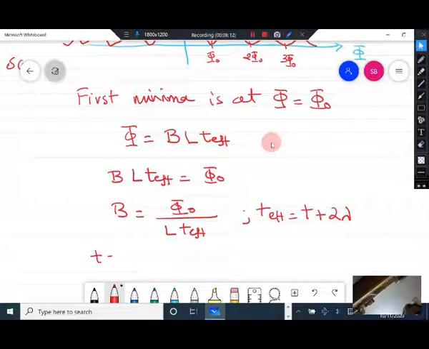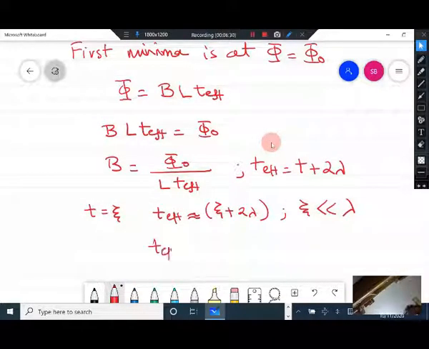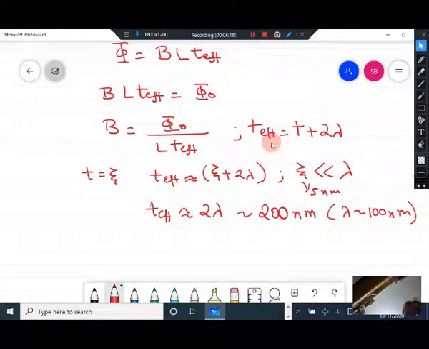Now the thickness of the junction of course is of the order of the coherence length, so T effective will be basically of the order of xi plus twice lambda, and if xi is much less than lambda for an extreme type 2 case, then T effective will be effectively twice lambda, which will be approximately say 200 nanometers if say lambda is of the order of 100 nanometers. And xi is let's say 5 nanometers or so, so you have your lambda which is much greater than xi. And so T effective will be roughly of the order of 200 nanometers, and say you take the length of the junction to be about 1 millimeter.